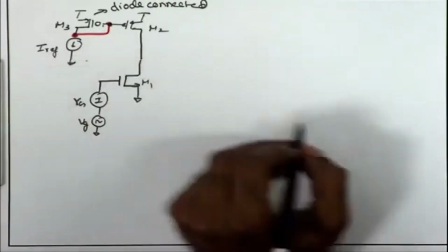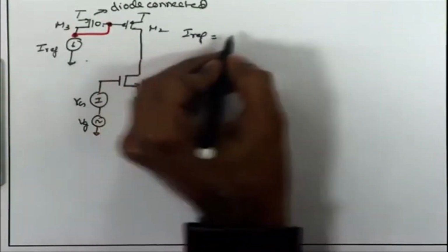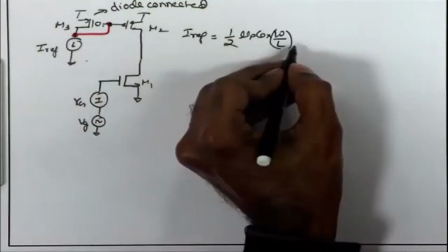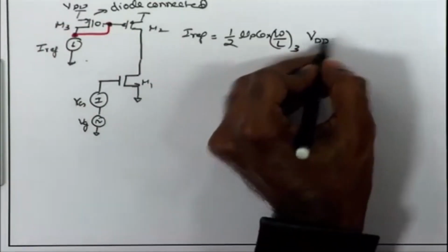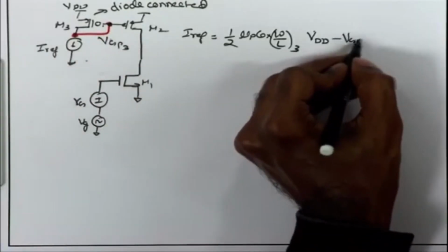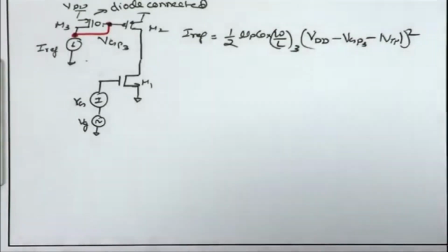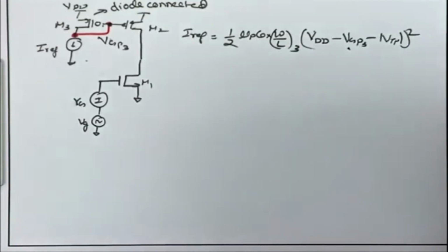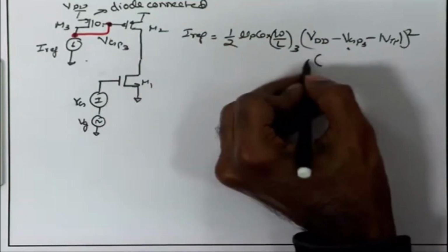Therefore, depending upon this IREF, I can find out what is the Vsg of this MOSFET. So, I can just write the equation: IREF is equal to 1 upon 2 mu p Cox W by L, call it W by L3, times Vsg, which is VDD minus VGP3, minus mod Vtp, square. If I ignore the channel length modulation for this device, from this equation I can find out what is the VGP required to establish this IREF. If I do have to include the channel length modulation, I can do that.